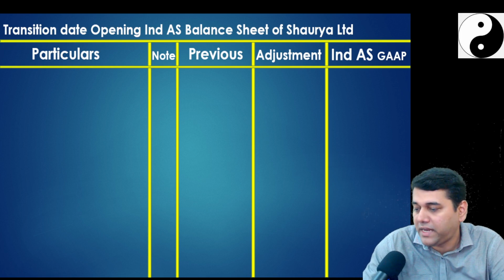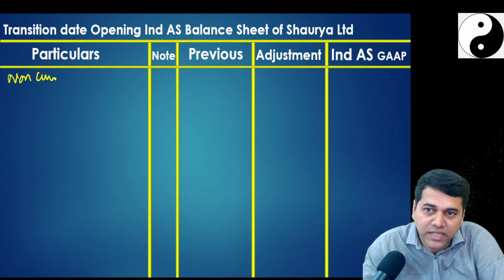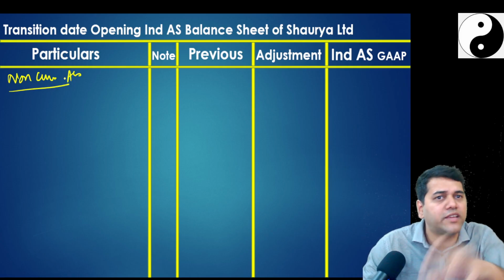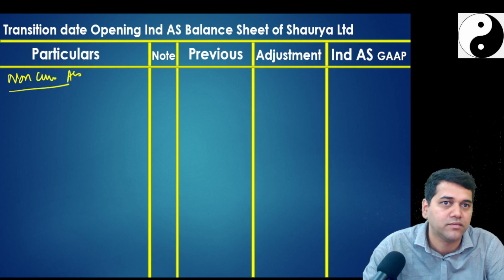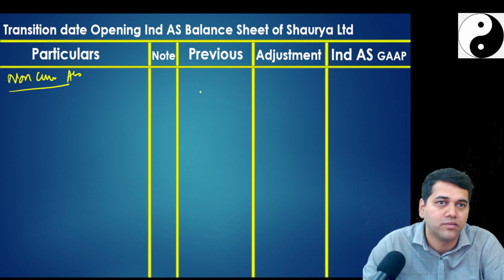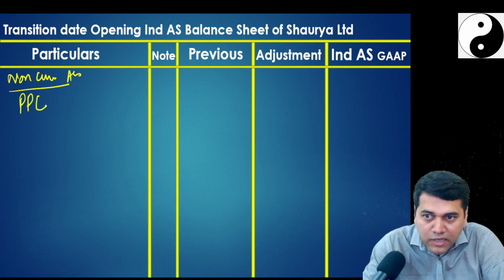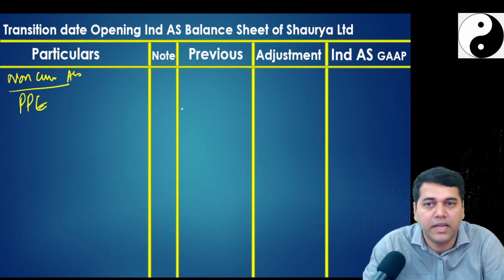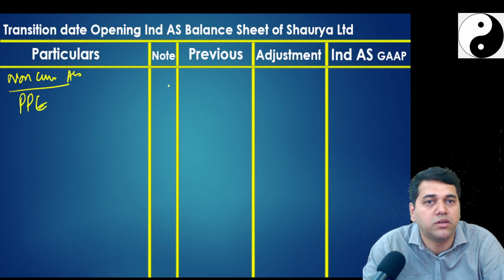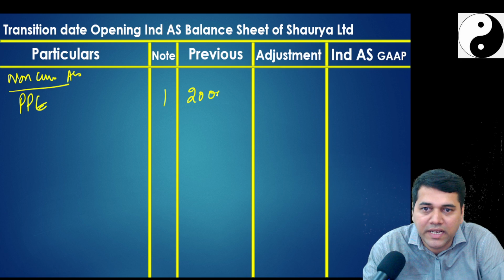We'll come back to the balance sheet part. First, I will start with the non-current assets. Alternatively, you could have done this skeleton first and written the notes there, because these previous balances are as they are. Only the adjustment is going to come from the notes. Under this, I will go to the PP first. Tell me, what is my PP note number? 1. What was my previous value? 20 lakhs.